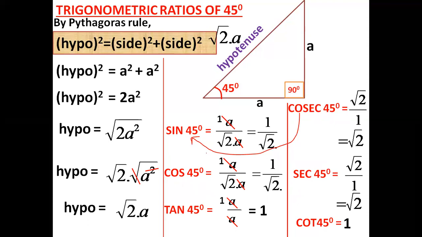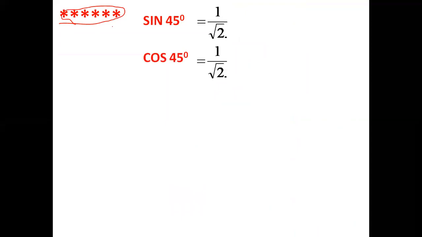I am writing these values in the next slide at one place. This is a very important slide. You only have to remember the values, no need to learn the proof. What is sin 45 degrees? Sin 45 degrees is 1 by root 2, cos 45 degrees is 1 by root 2, tan 45 degrees is equal to 1. If you know these three trigonometric ratios, you can easily get the remaining three trigonometric ratios.